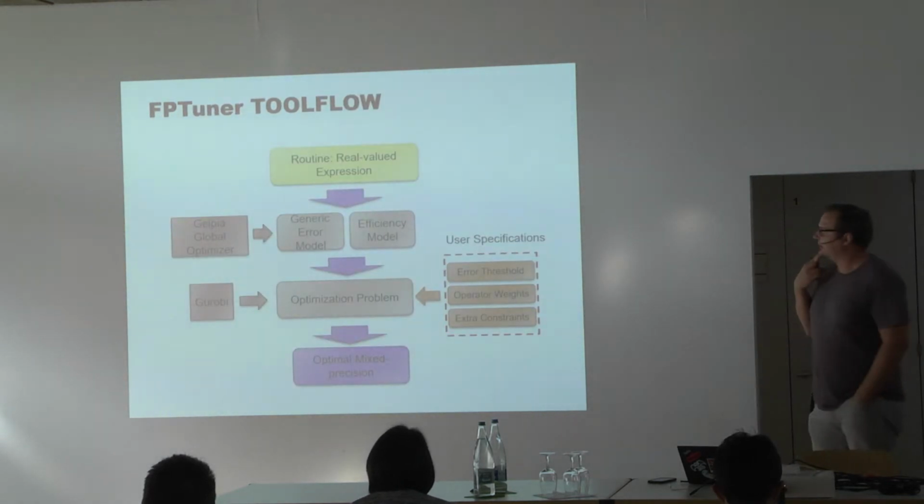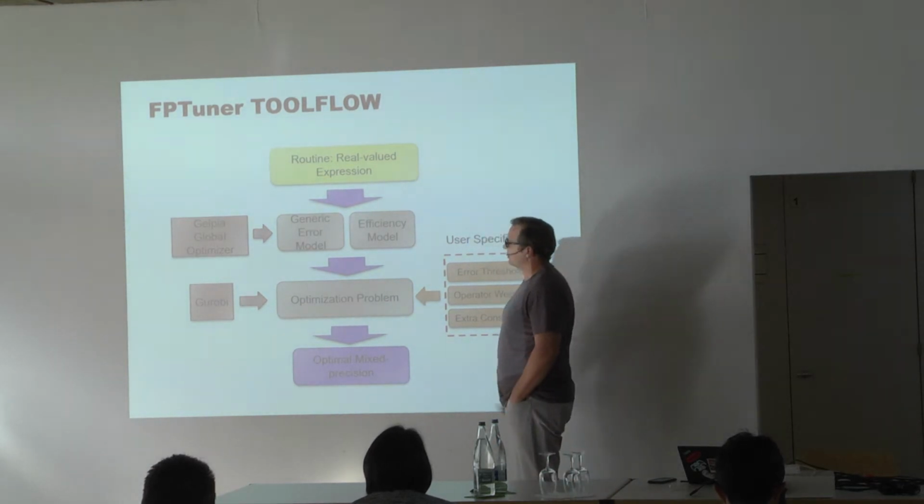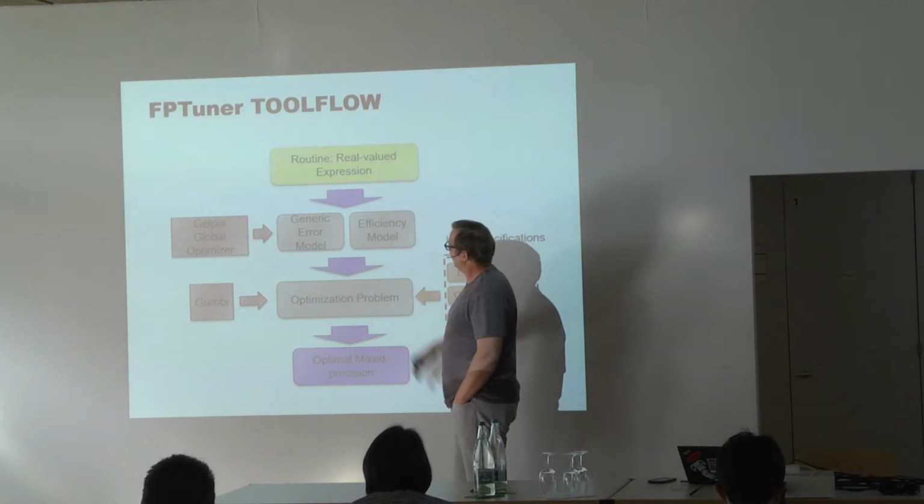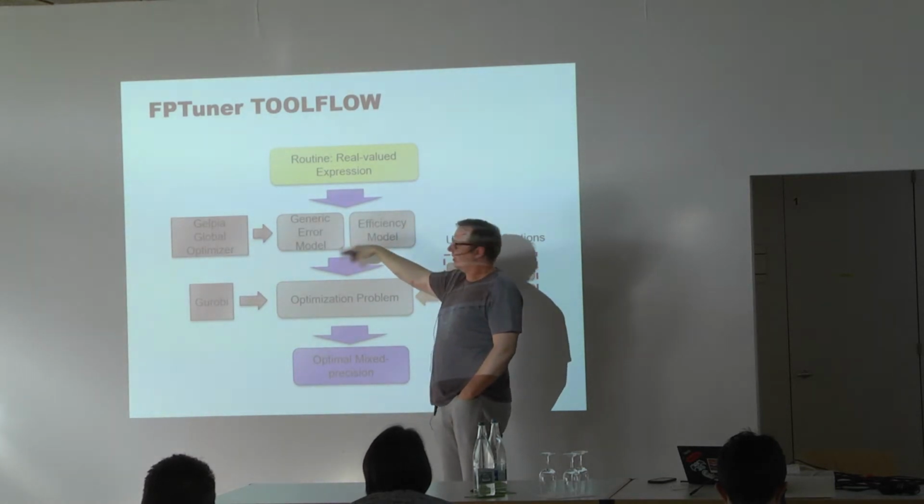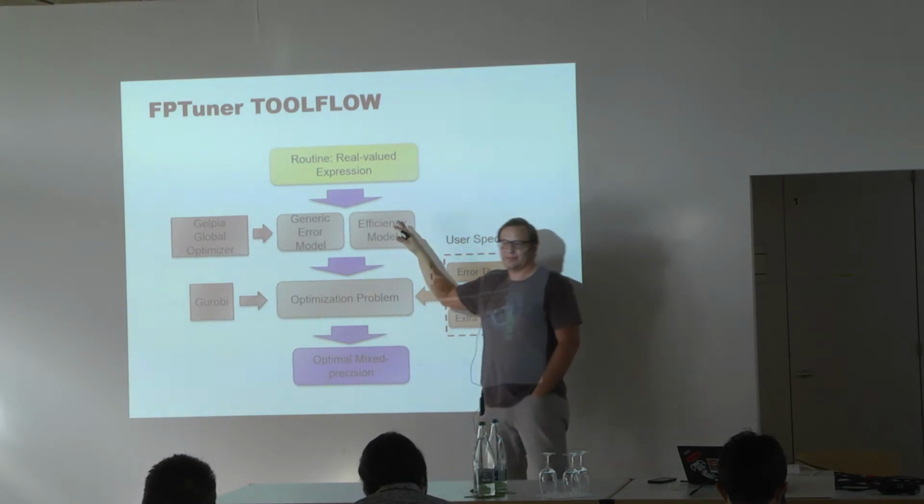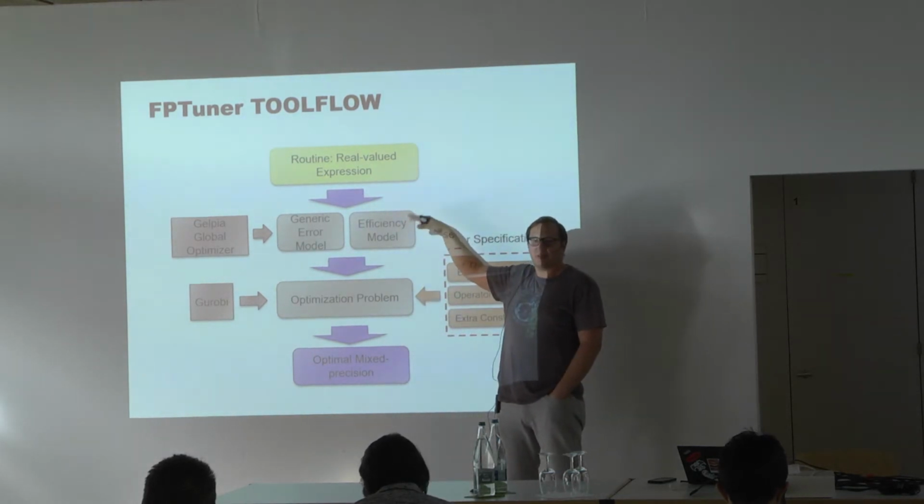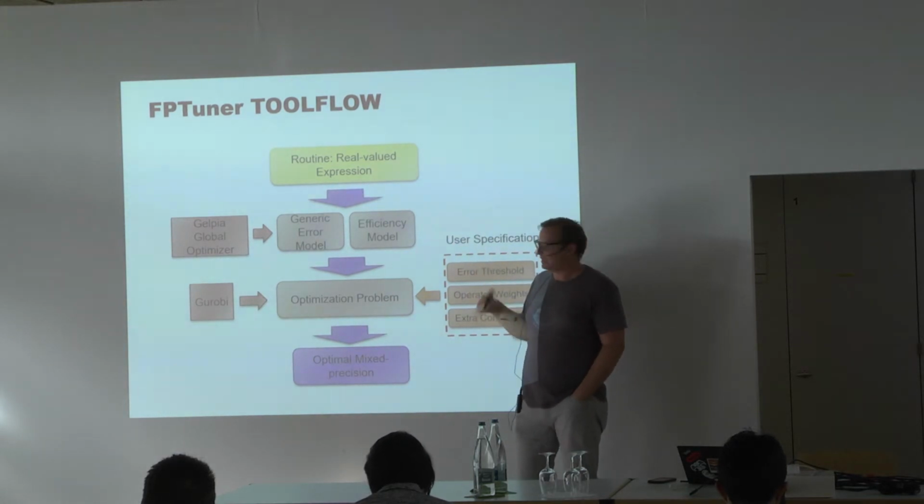So what is the tool flow of FPTuner? As input, it takes a real valued expression. This is the FPTaylor level, so we use FPTaylor to generate the error model. And we have some model for efficiency, performance, and so on. We don't like to do casts, for example, because they're costly and things like that.